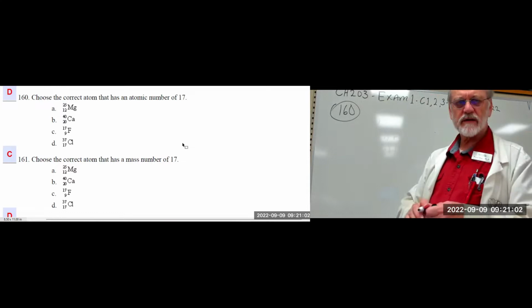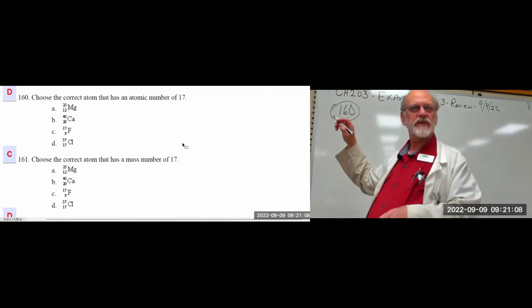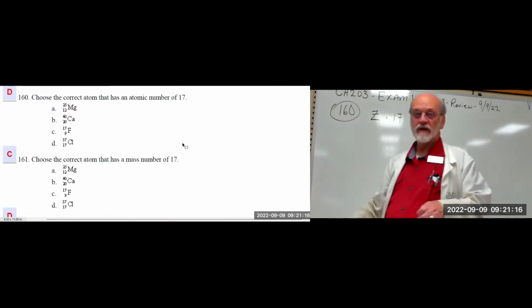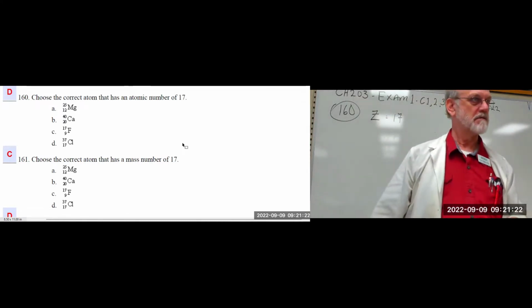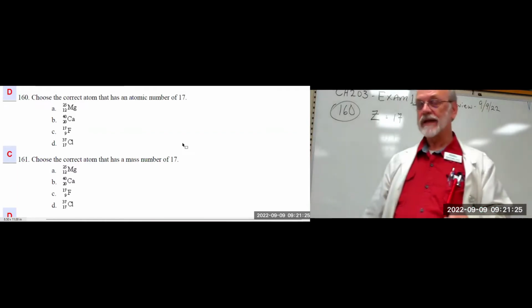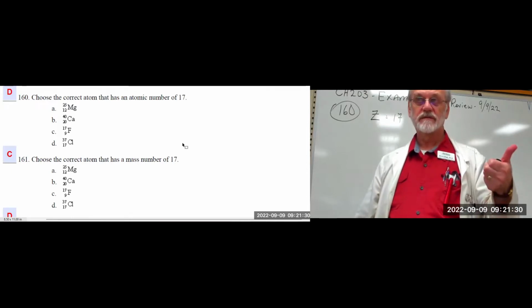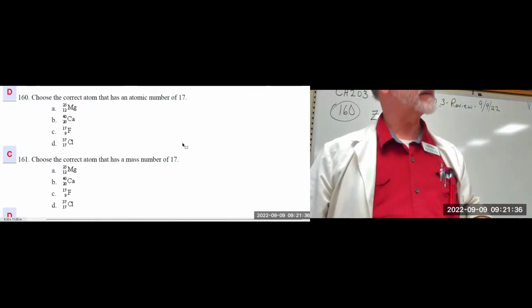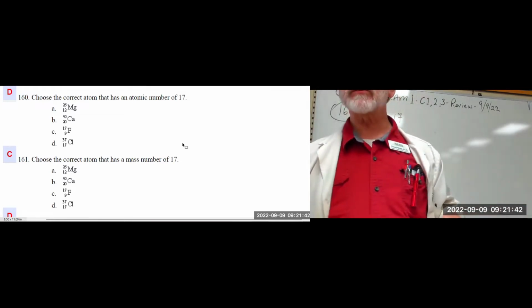160. Choose the correct atom that has an atomic number of 17. So what's the symbol for atomic number? Right, Z equals 17. Okay. So does that give us enough information to identify the element? Yeah. Each element has a unique atomic number, which is also the number of protons. So you just look at your table, follow on until you find 17 in the atomic number place, and they're always whole numbers.